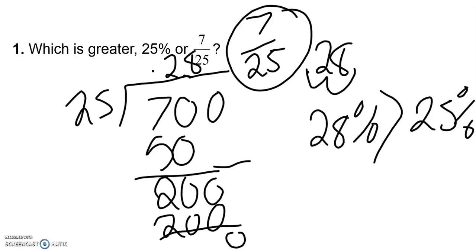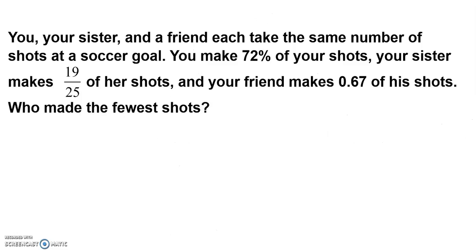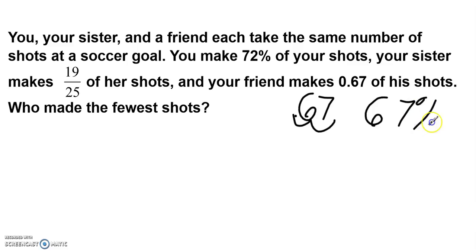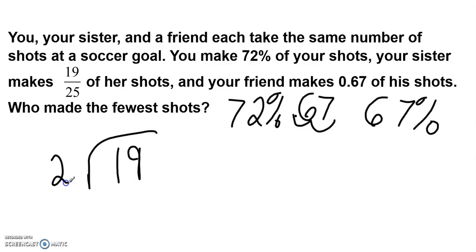No. Okay. So, you, your sister, and a friend can take the same number of shots at a soccer goal. You make 72% of your shots. Your sister makes 19/25 of her shots, and your friend makes 0.67 of his shots. Who made the fewest shots? So I'm just going to go right with your friend and make that 67%. And you are 72, so your friend makes less than you, but we have to see if this is less than both of you.